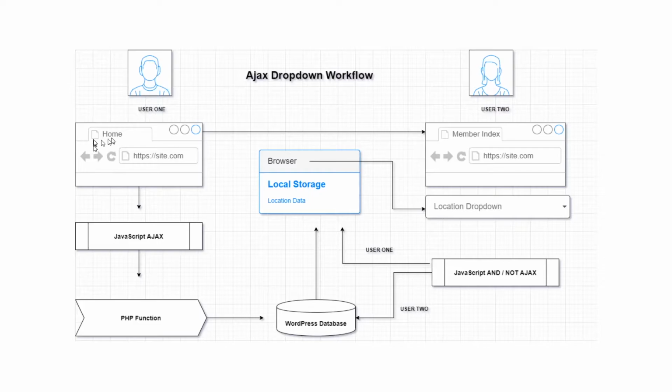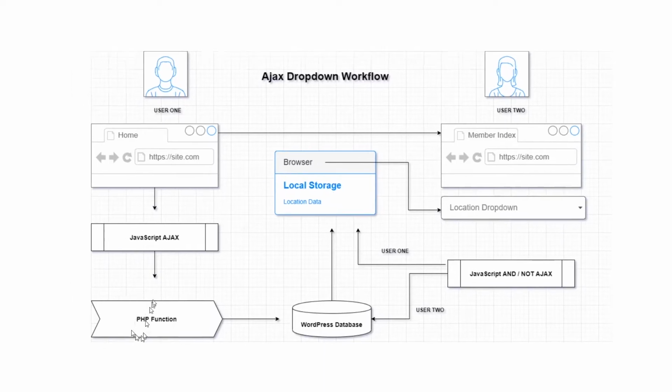Its job is done. So at that point, when the user finally ends up on the member index page, then the other AJAX JavaScript file will first look at the browser local storage for the data, which is incredibly fast.